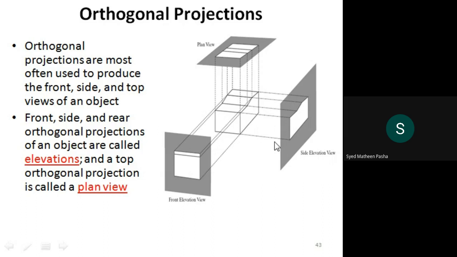If I ask you to find out the top view of an object with the help of orthogonal projection, I should call that a plan view. That is nothing but the top view of the object being represented with respect to that projection. So this is how orthogonal projections come into the picture.